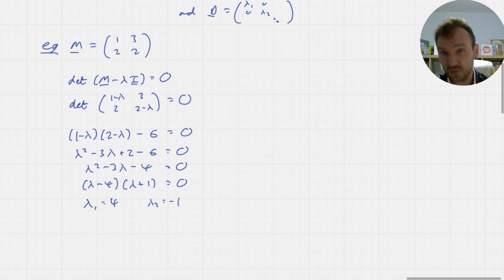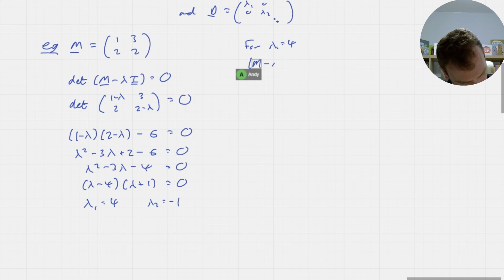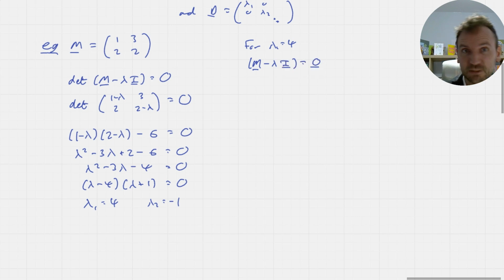So for each of these, we now need to get eigenvectors that go with them. So let's consider lambda 1 equals 4 first. How are we going to find the eigenvector? Well, we're always trying to solve the equation M subtract lambda I times v is equal to the 0 vector for our value of lambda. Now, fortunately, M subtract lambda I is nice and easy. We're just going to sub in 4 into the matrix we just did when we had M subtract lambda I. So that's going to give us negative 3, 3, 2, and negative 2.